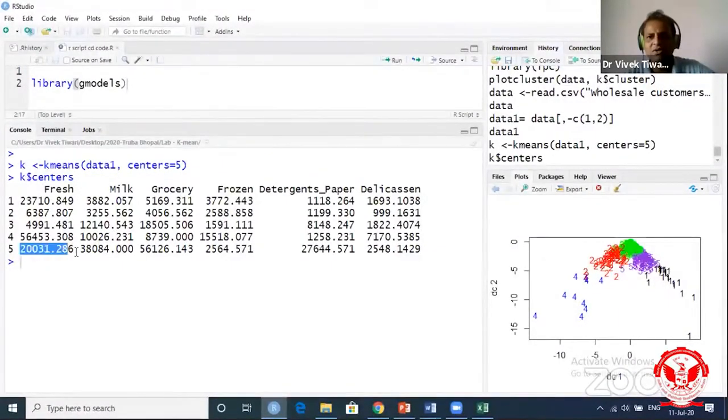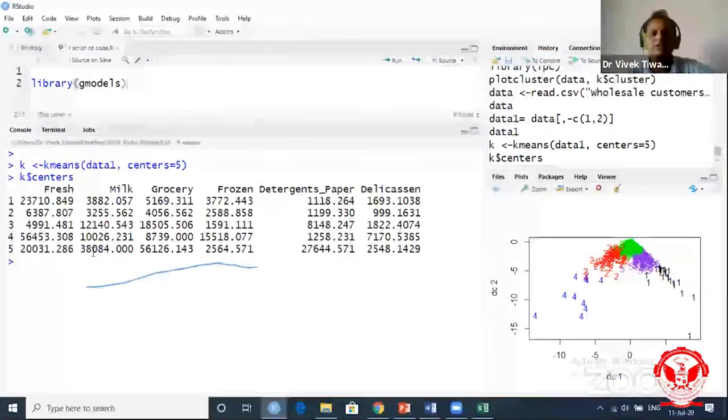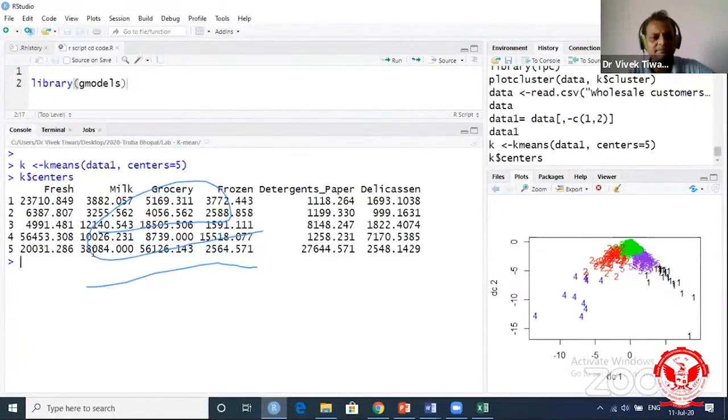Similarly, the people who belong to cluster 5 are the rich ones. They are spending a lot on purchasing milk, grocery, and frozen items. Another way you can also think, it may be possible that cluster 5 contains mostly persons that belong to restaurants and hotels. So they purchase milk, grocery, and other items in huge amounts. In that way, you can analyze the clustering results.